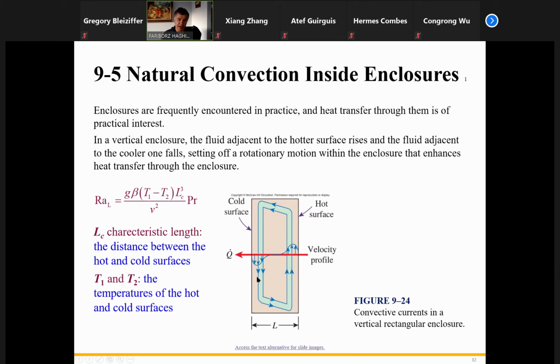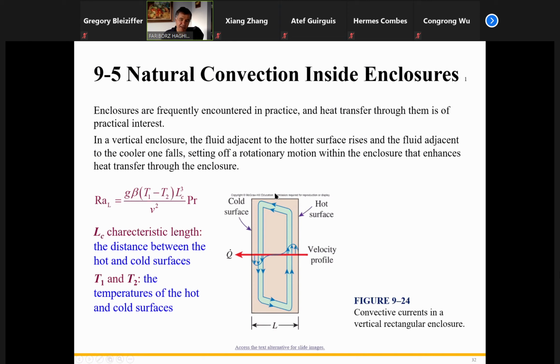Therefore, keep in mind when you're trying to look at an enclosure, again, my friend, this is something some students made a mistake on. We are dealing with this air movement between these two plates. Hot plate, cold plate, and the space between them is L, and that's the characteristic length.